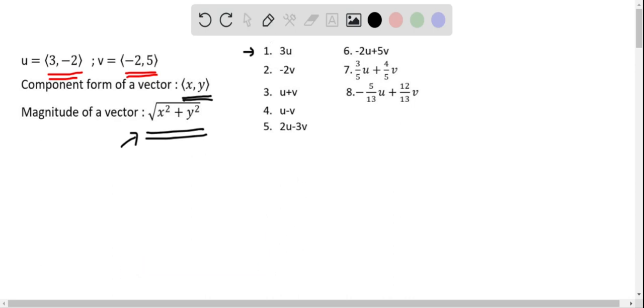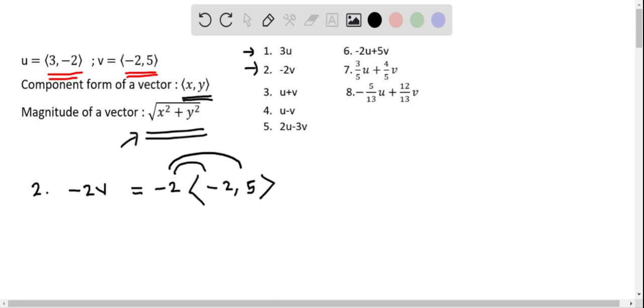The second vector that we are going to do is negative 2v. So negative 2v is equal to, I put the scalar negative 2 as it is, and then I substitute the v vector. It is ⟨-2, 5⟩. Now I have to distribute negative 2 to these two components. So negative 2 times negative 2 is positive 4, and negative 2 times 5 is negative 10. It's a negative number. So this is the component form of the negative 2v vector.